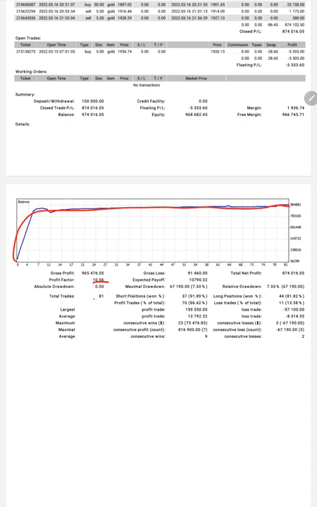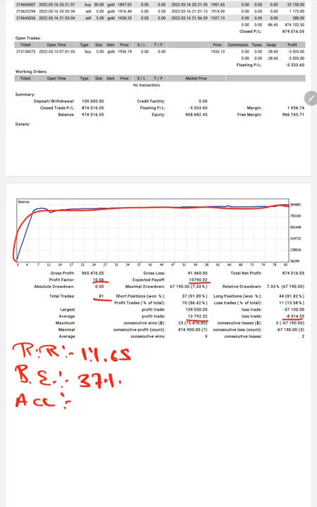Expected payoff is 10,790. Average profit and loss is 13,792 and 8,314, which means the risk reward ratio is 1:1.65. And the break-even point for the strategy as per the risk reward ratio is 37%. Comparing with the current account accuracy, which is 86%, we can say we are almost up by 49% than the requirement.